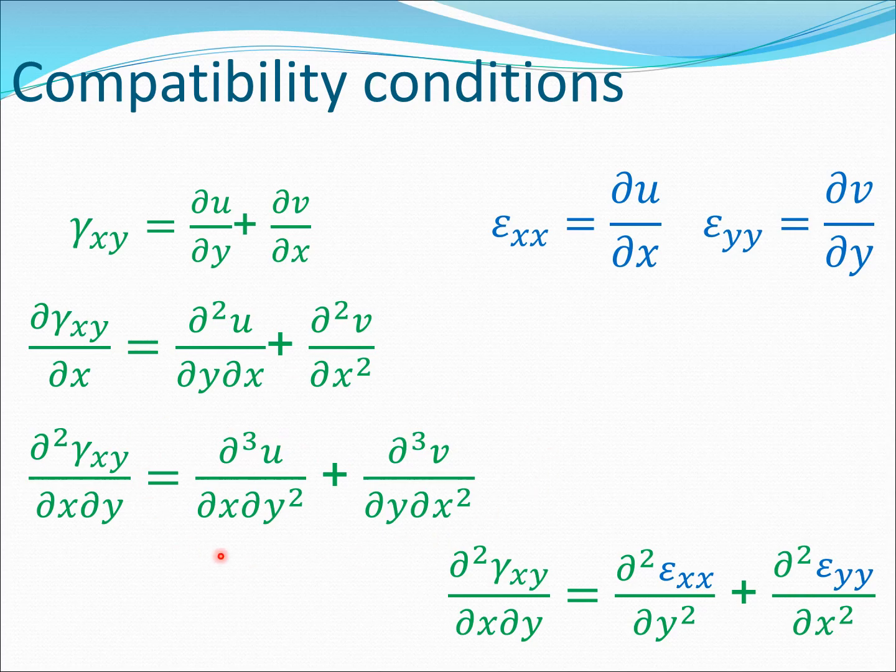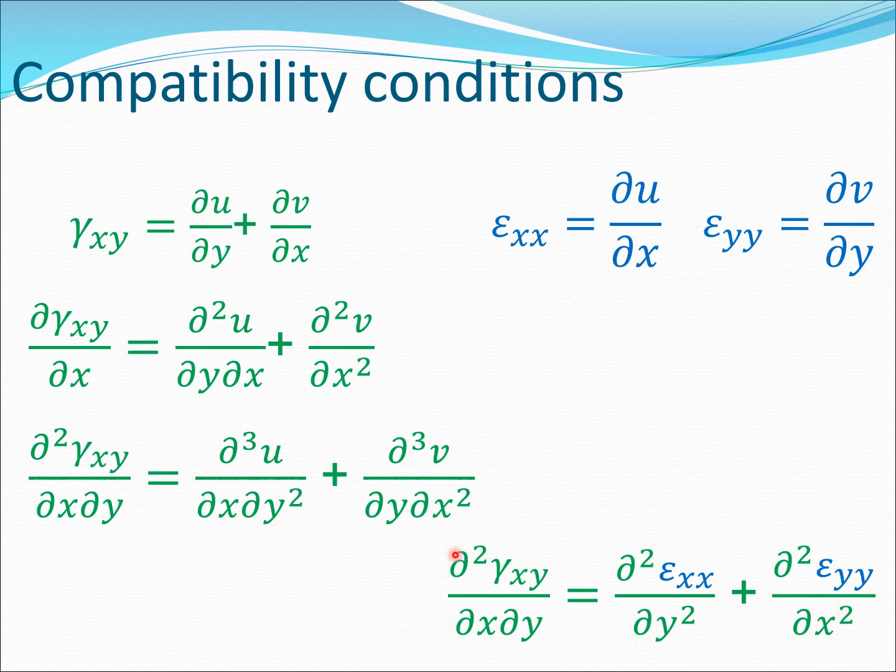Now if we look long and hard at this equation, you will clearly see that du by dx is epsilon xx, so I could make a substitution here, and dv by dy is epsilon yy, so I could make a substitution here. So if we do that, then I get that the second derivative of gamma xy with respect to dx dy is equal to the second derivative of epsilon xx with respect to y, plus the second derivative of epsilon yy with respect to x square. So this equation, which is known as the compatibility equation, relates the derivatives of the shear strain to the derivatives of the normal strain, or we can even say that it relates the shear strain to the normal strain.